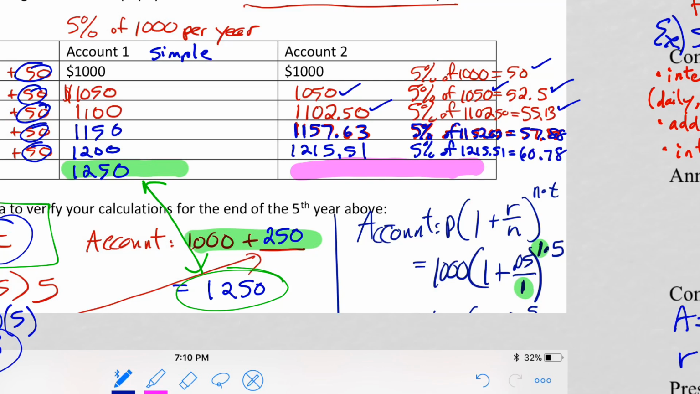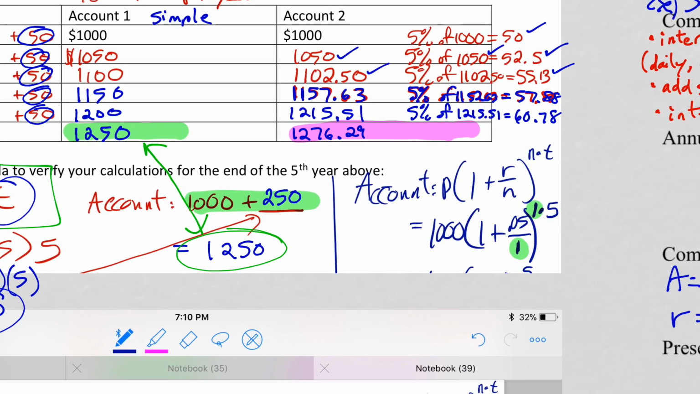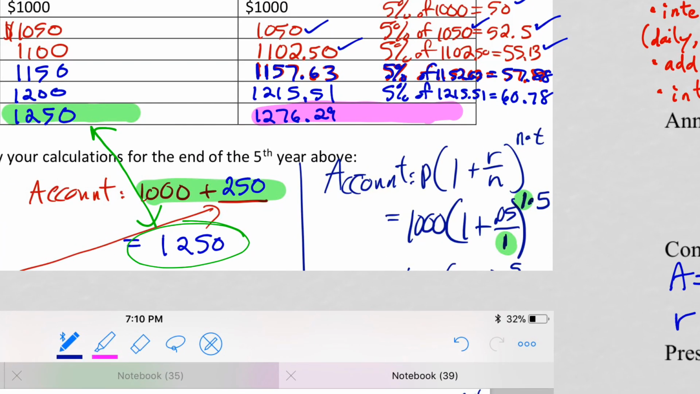$60.78. So $60.78 plus 121.15.51 is 1276.29. Okay. So 1276.29.